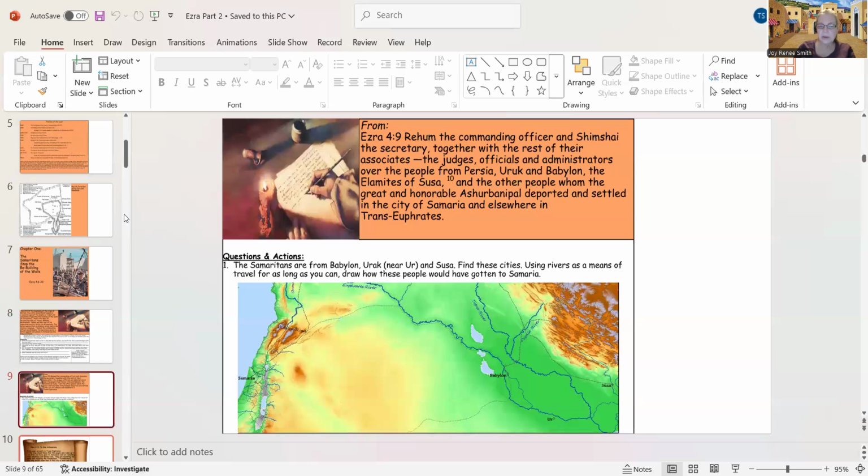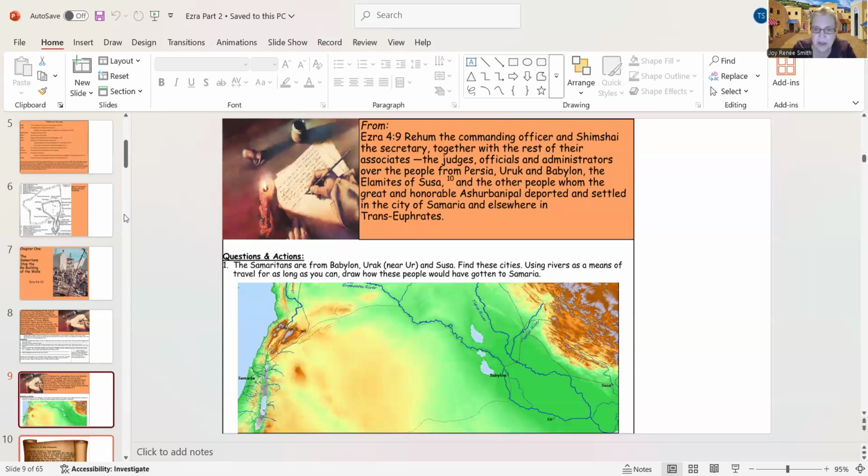So then the letter goes, Rehum, the commanding officer, and Shimshai, the secretary, together with the rest of their associates, the judges, officials, and administrators over the people from Persia, Iraq, and Babylon, the Amalekites of Susa, and the other people whom the great and honorable Ashurbanipal deported and settled in the city of Samaria and elsewhere in Trans-Euphrates. The Samaritans are from Babylon, Iraq, near Ur, and Susa.